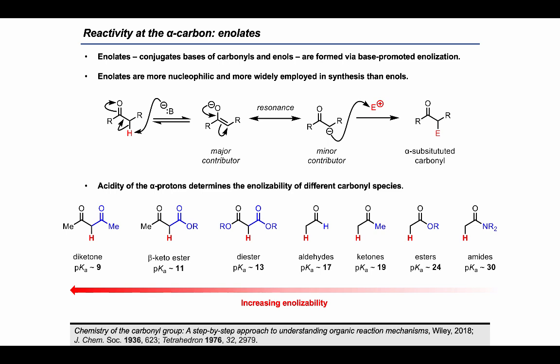The ease with which the enolate can be formed is correlated with the acidity of the alpha proton, which is itself dependent on the stability of the resulting enolate. For example, diketones, beta-ketoesters, and diesters have two electron withdrawing groups that can readily stabilize a negative charge at the alpha position. Therefore, the alpha protons in these carbonyl compounds are relatively acidic, and enolate formation occurs more easily than for aldehydes and ketones. By contrast, the alpha protons in esters and amides are less acidic than those in aldehydes and ketones, which means the enolates of esters and amides are more difficult to form.